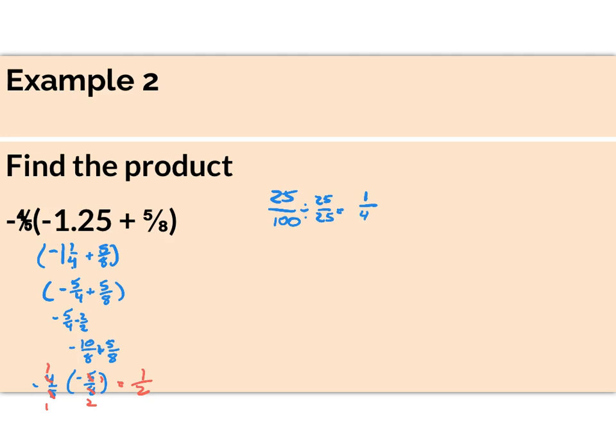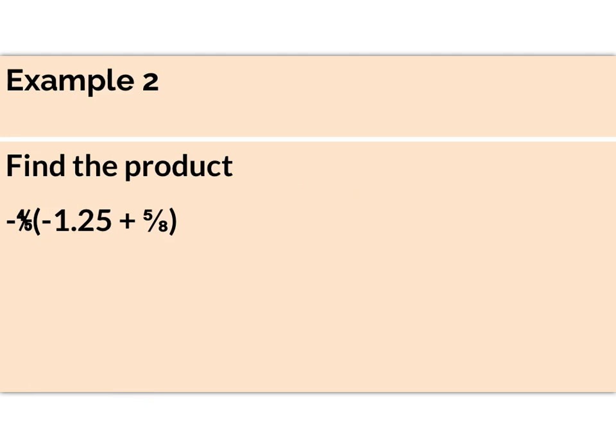Okay, so on the next page, I'm going to turn them all into decimals. So 4 divided by 5 is 0.8. That's -0.8 times -1.25 plus 5 over 8.